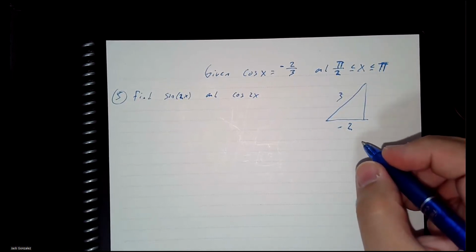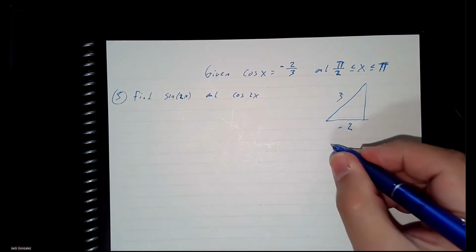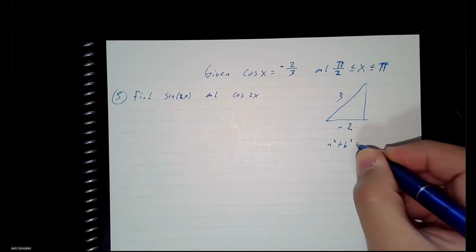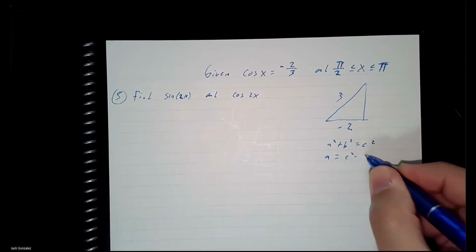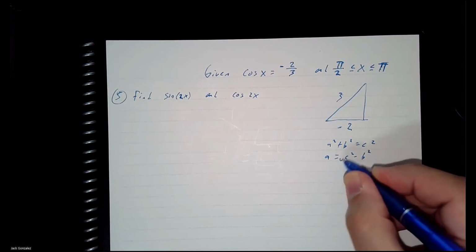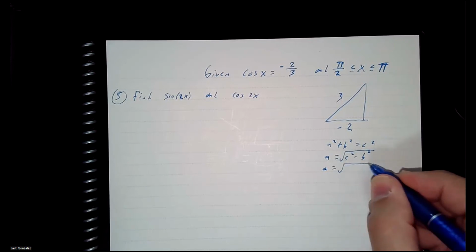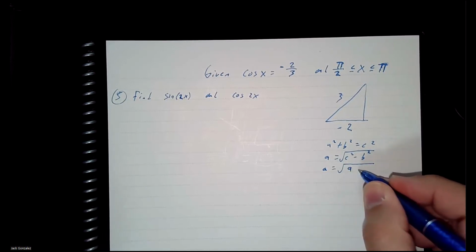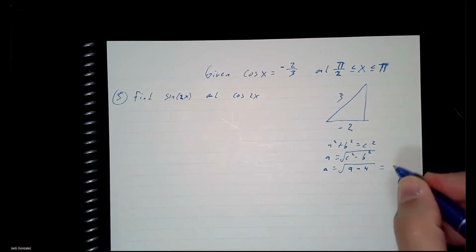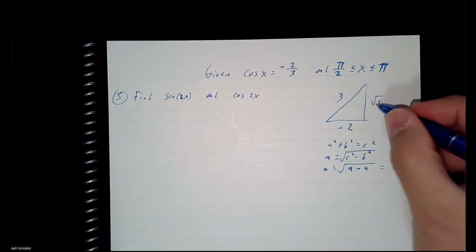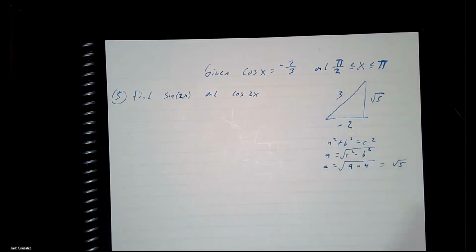That will be, let's see. So a would equal c squared minus b squared, square rooted. A will be the square root of 9 minus 4. Anyway, this part is whatever. You've done Pythagorean a lot. So you got negative 2, root 5, and 3. Okay.